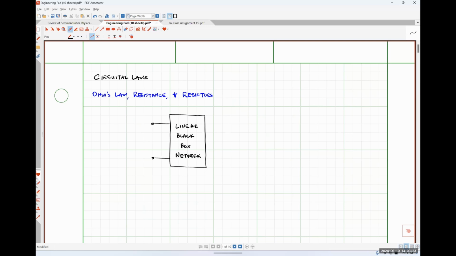And this network is a two-terminal network specifically. Now, realistically, it could have more terminals, but we are only able to determine what's called resistance by looking into a pair of terminals like I've drawn here. So we're only going to worry about a two-terminal network.